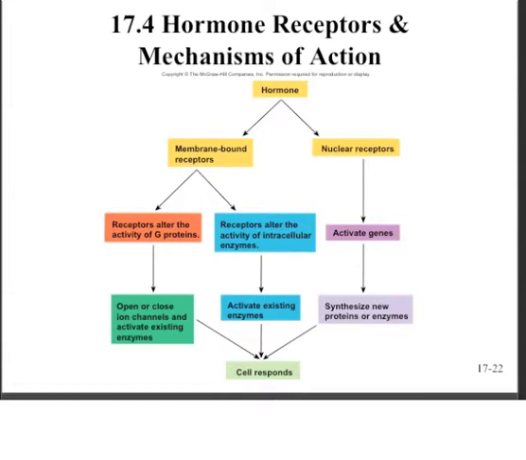Okay, you're looking at a chart that shows you how hormones carry out their task. You can see at the top of the flow chart, hormones can act on their target tissue by binding to either membrane or nuclear receptors. The hormones that bind to nuclear receptors are going to be those that are lipid soluble. So let's stipulate that on the chart.